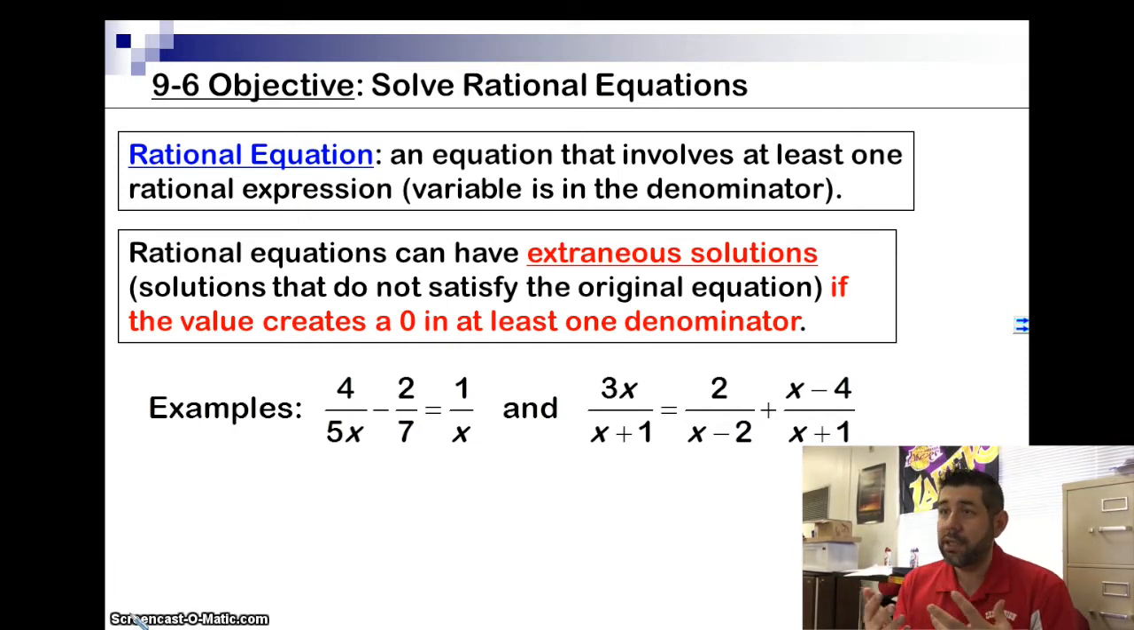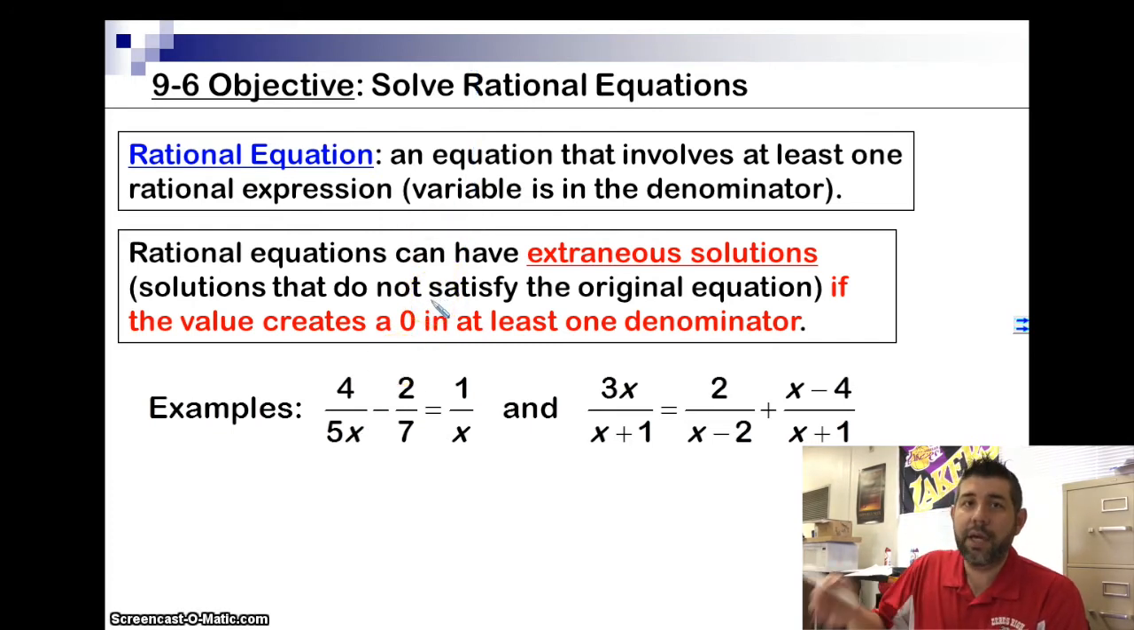A rational equation is any equation that has a variable in the denominator. We have to make sure the denominator is not equal to 0, because if it's equal to 0, bad things happen. When we solve these, we make sure our solution doesn't make the value in the denominator equal to 0, because if it does, we have problems, and we'll get to that.